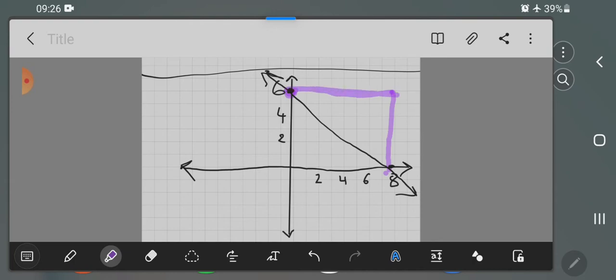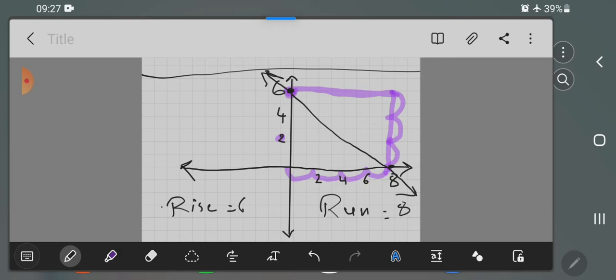From where do I know how many units I moved? Up here we have 2, because we have here 2, not 1. 2, 4, and 6. So we rise equal 6. Tab, how many units did you run? It's 2, 4, 6, and 8. So the run equal 8.